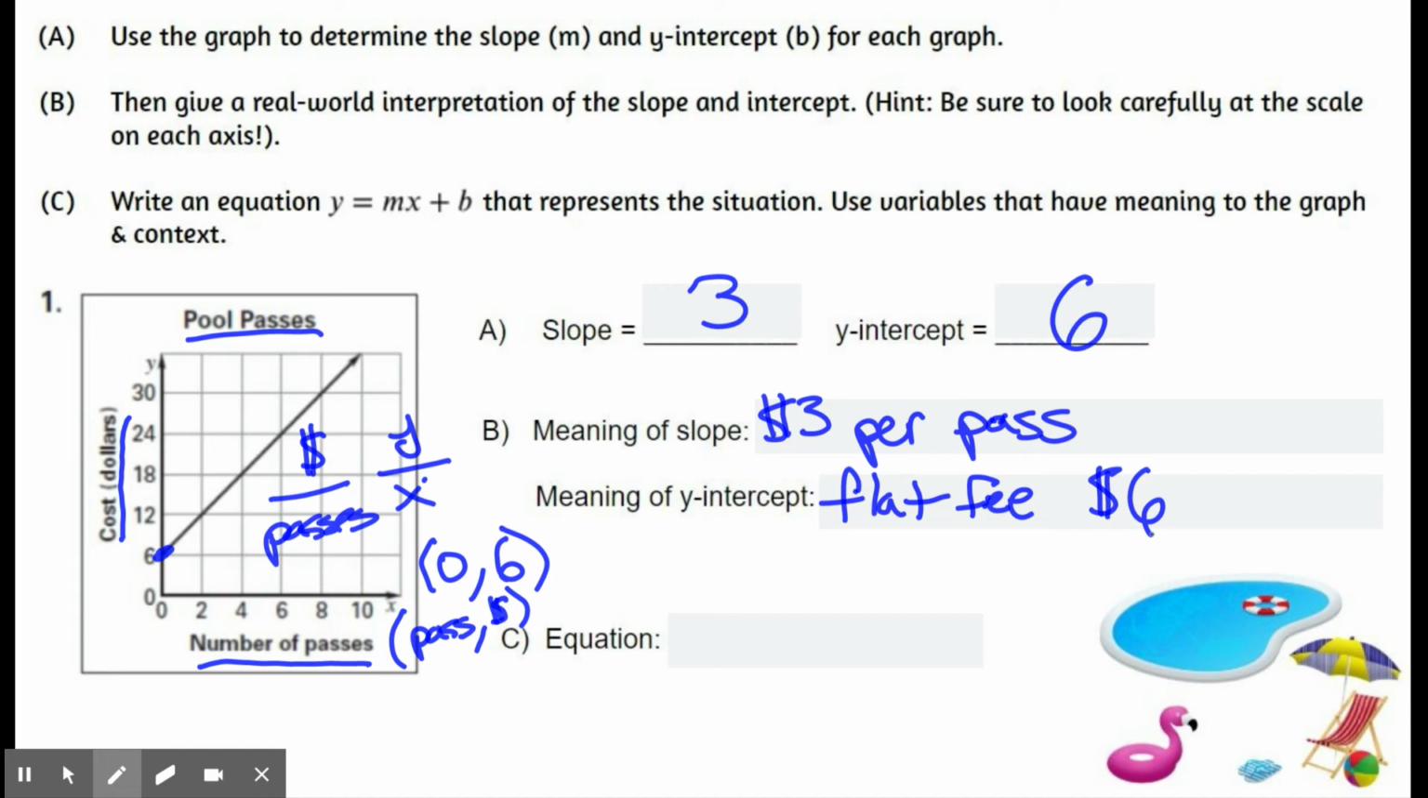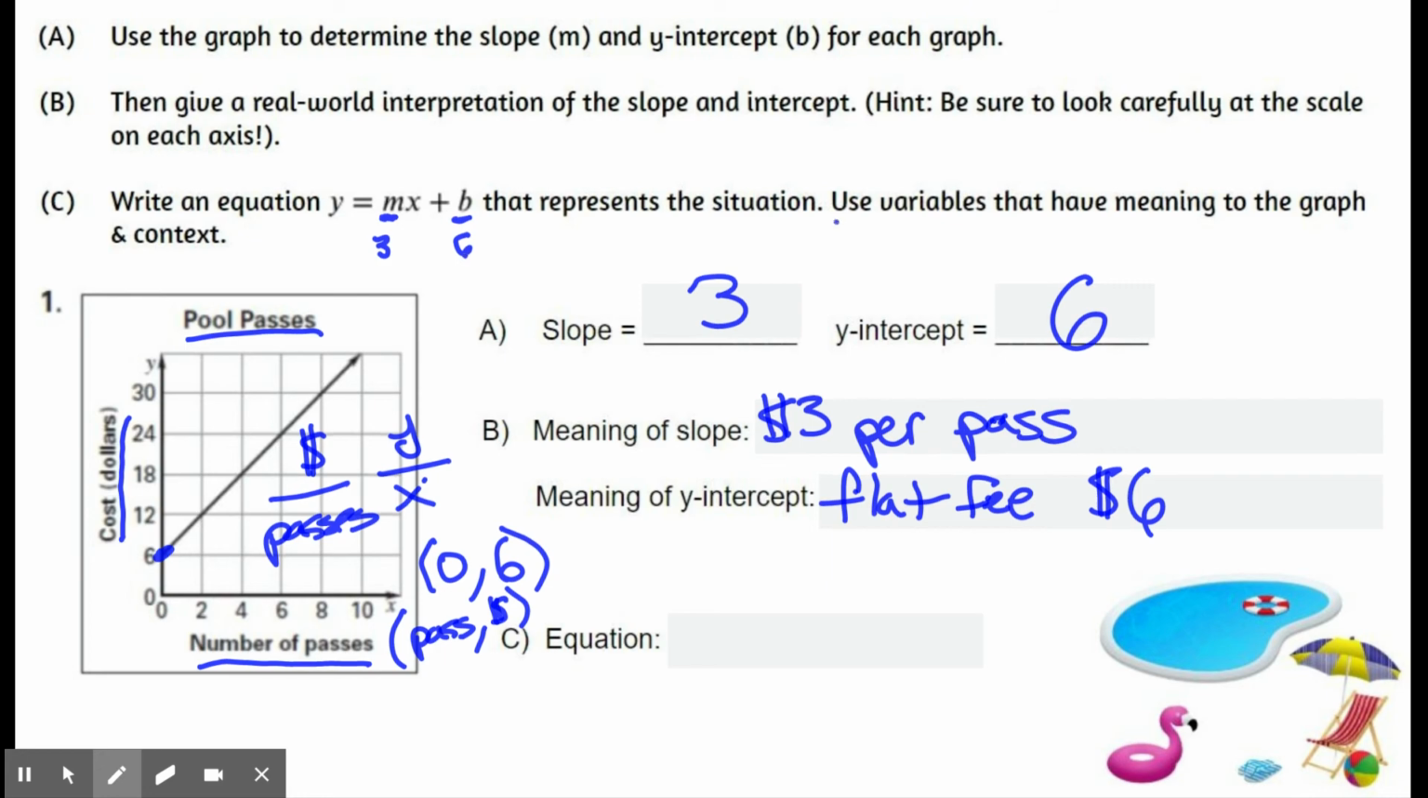Okay. Part C, write an equation y equals mx plus b that represents the situation. Use variables that have meaning to the graph and context. Okay, so remember, y equals mx plus b. So m is referring to the slope. We know the slope is 3. B is referring to the y-intercept, which we know is 6.